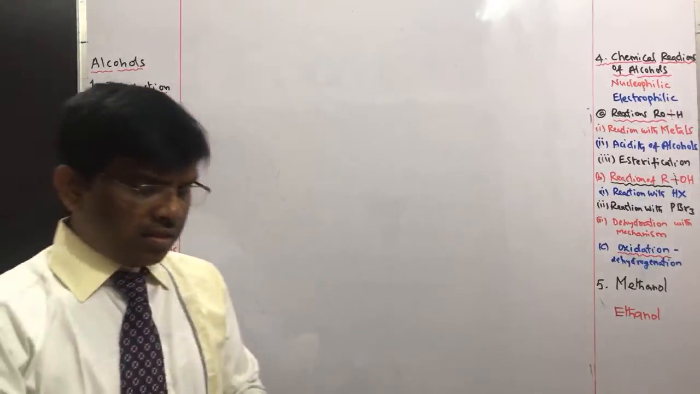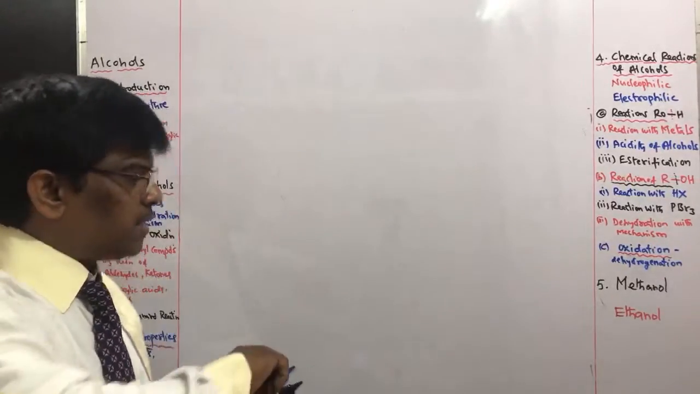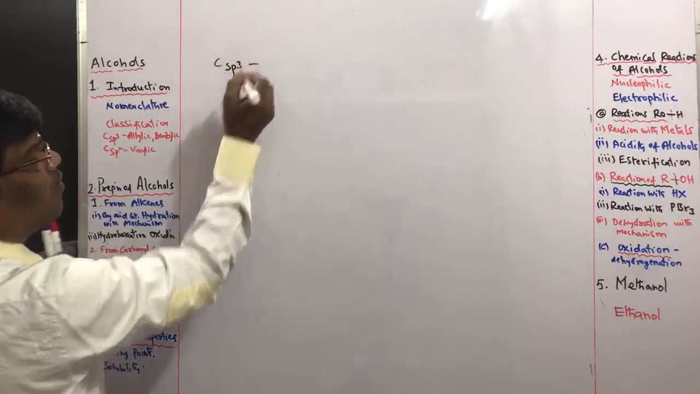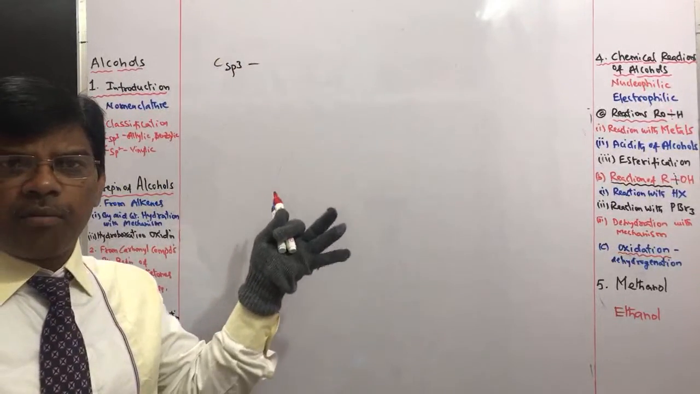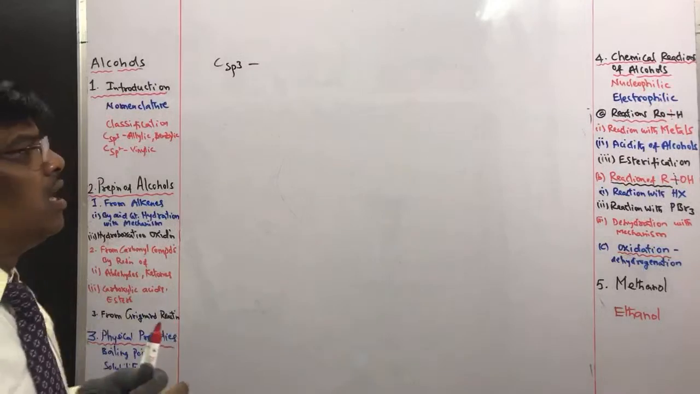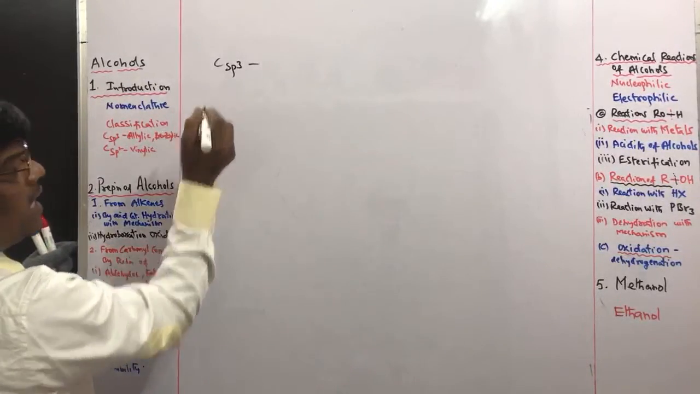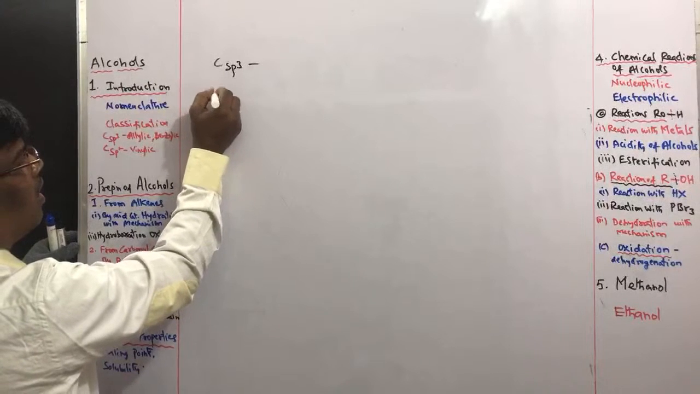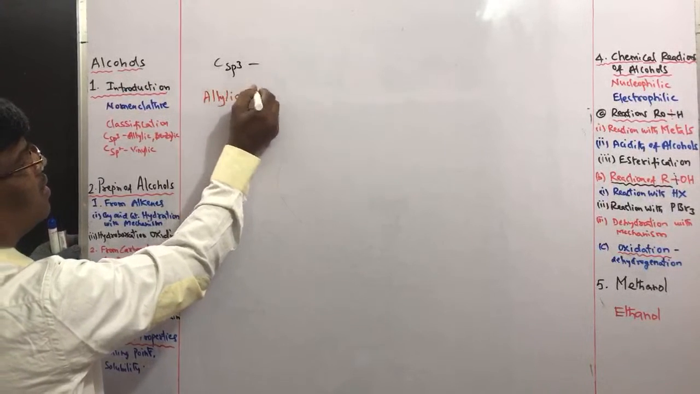Yes, students. So these are compounds containing sp3 hybridized carbon. What we have come across are methanol, ethanol, propanol, butanol, compounds like that, glycol and so on. And a very specific example under this category is allylic alcohols.